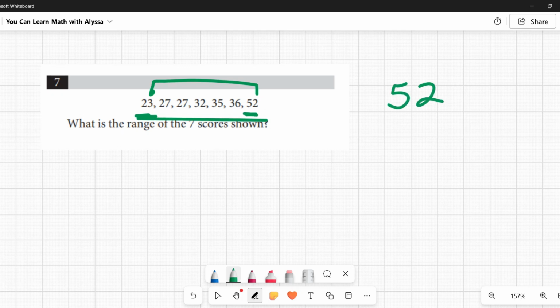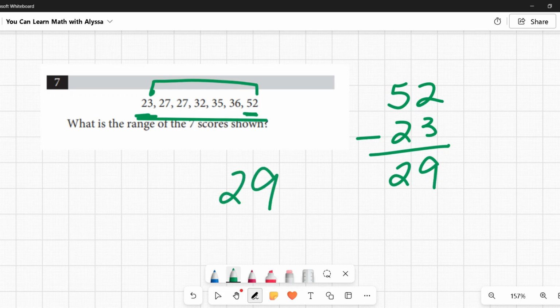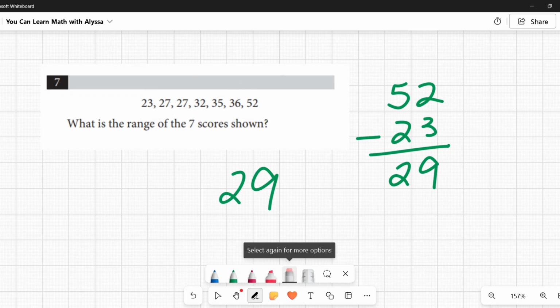And so to find the range, I would just subtract 23 from 52, 52 minus 23, and that is going to be 29. So the range of these is 29. But make sure you know all of those: mean, median, mode, and range. They are going to show up.